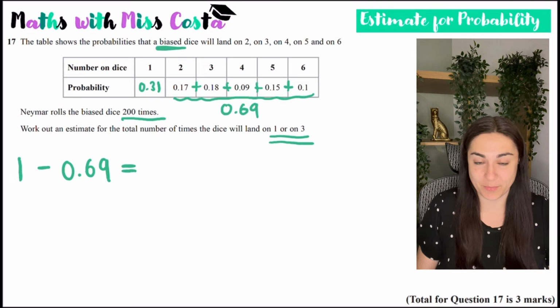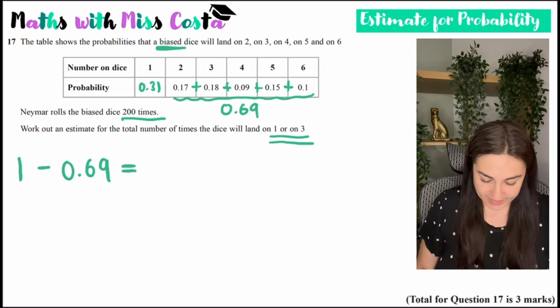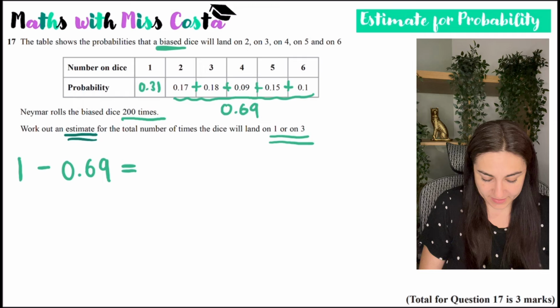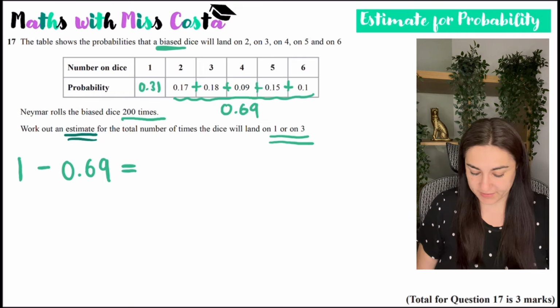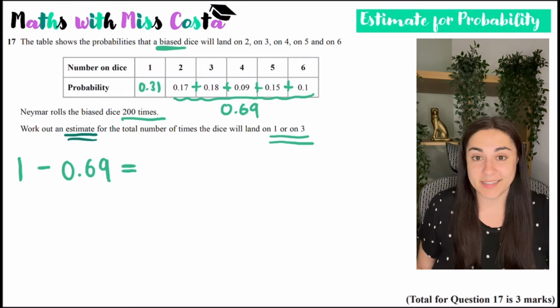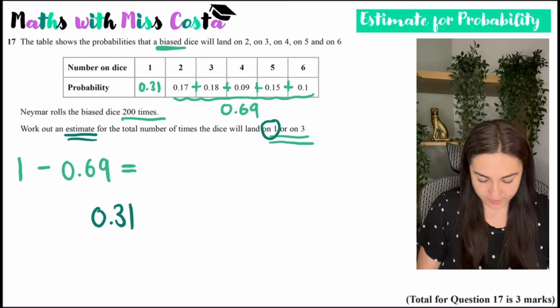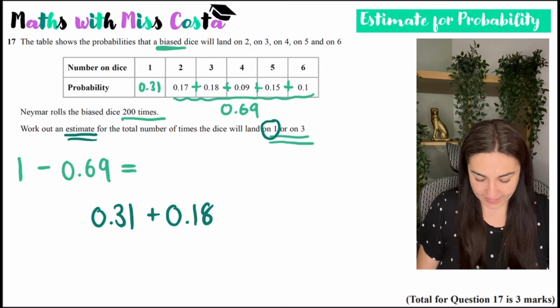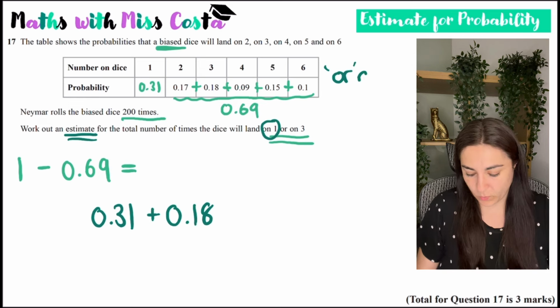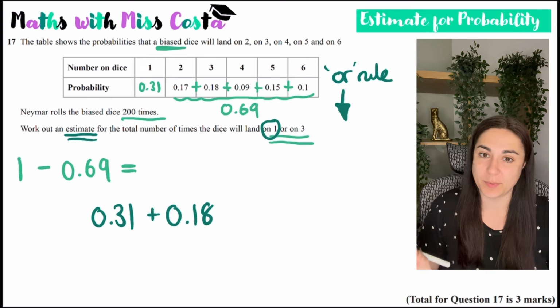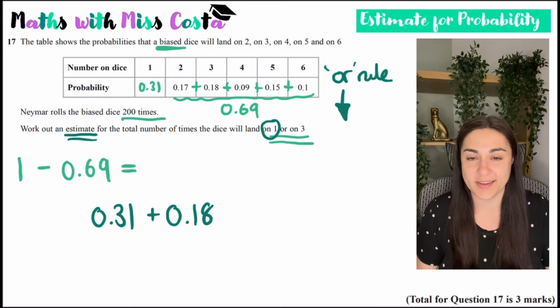So I've completed my probability table, and now I'm asked to work out an estimate for the total number of times the dice will land on a 1 or a 3. So what I need is the probability of it landing on a 1. So the probability it lands on a 1 is 0.31. The probability of it landing on a 3 is 0.18. And here is where the OR rule comes into play.